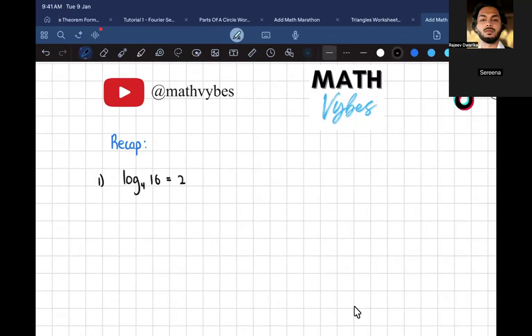And if I wanted to convert this from the log form to the indice form, or the exponential form, how would I write that? 4 to the power of 2 equals 16. Perfect. Just remind me of the rules or the laws of logs. What are the laws for logarithms? There are three.